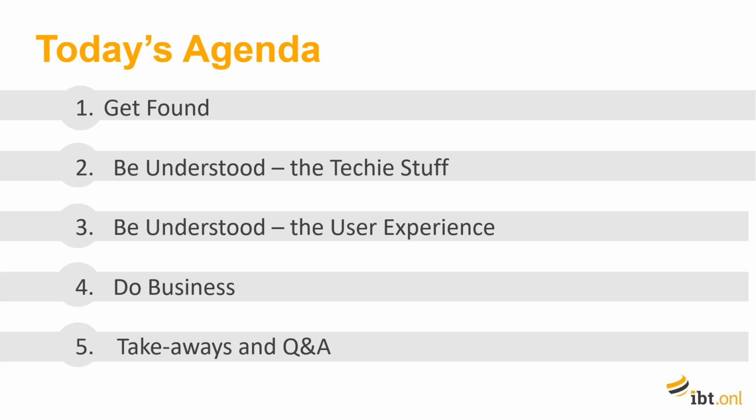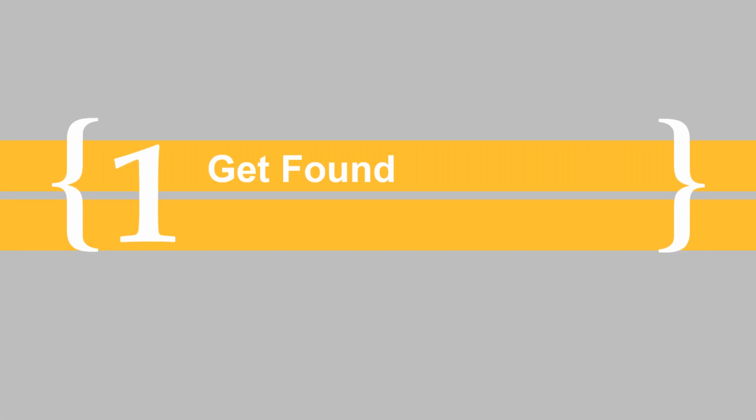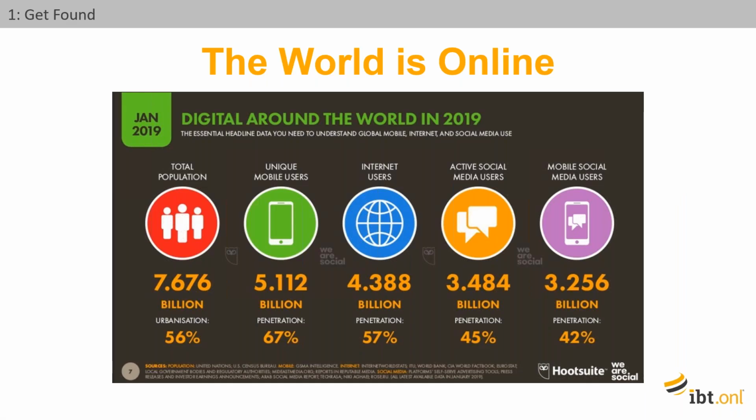So let's start off with just about sort of getting found. What do we mean by this? What is this? And let's look at the online world today. There's a terrific asset for anyone who's listening to this called Hootsuite Me or Social. They produce this every year, and it's a fantastic sort of statistics resource for anyone on the web.